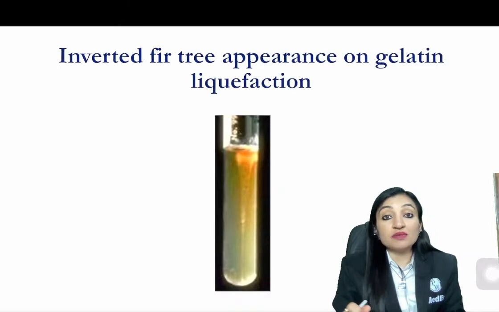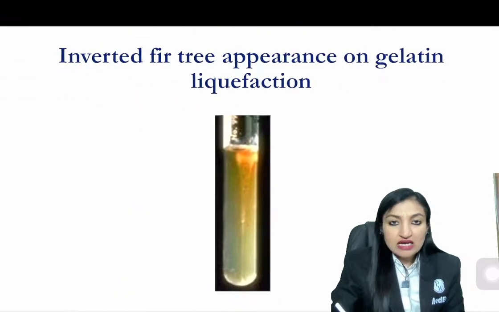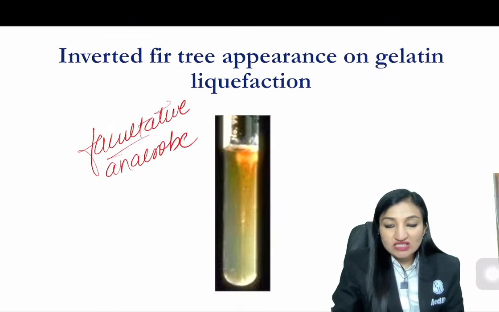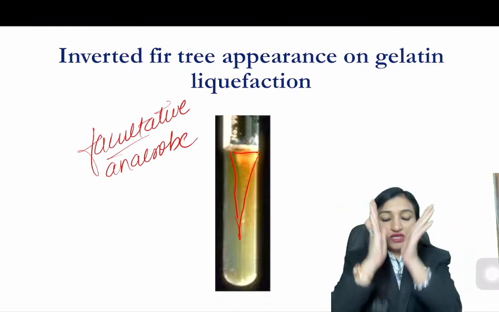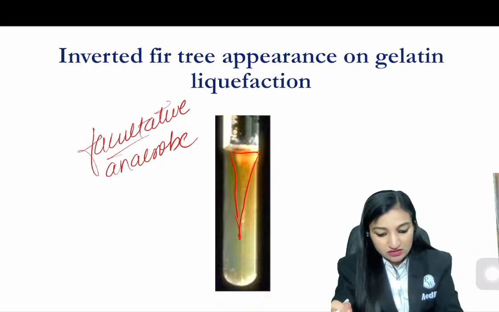Okay, one more thing. Look at this inverted fir tree appearance on gelatin liquefaction of Bacillus anthracis. Why? Because it is a facultative anaerobe. So the liquefaction is going to start at the top and it will gradually diminish at the bottom, giving rise to the inverted fir tree appearance. Okay, inverted fir tree appearance. Is this clear?